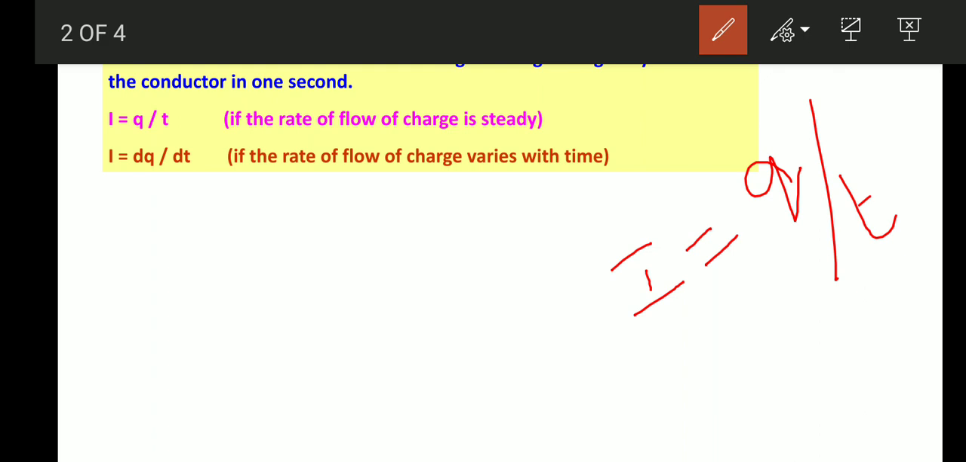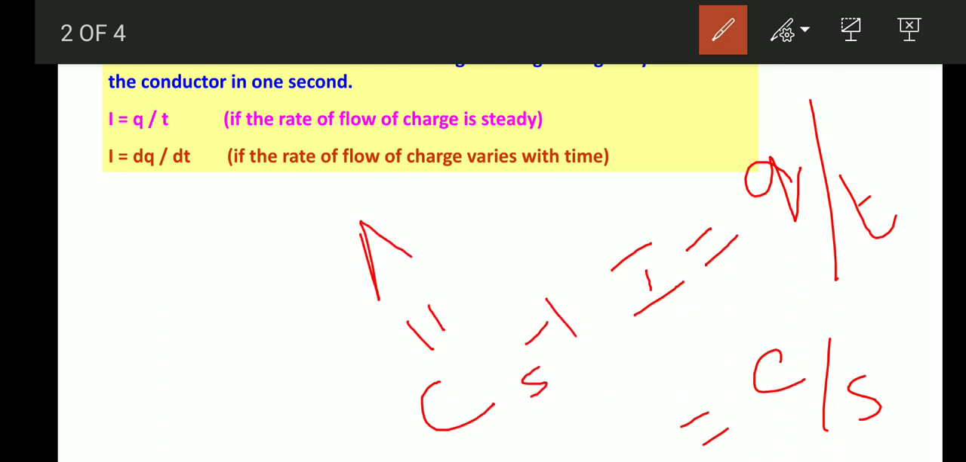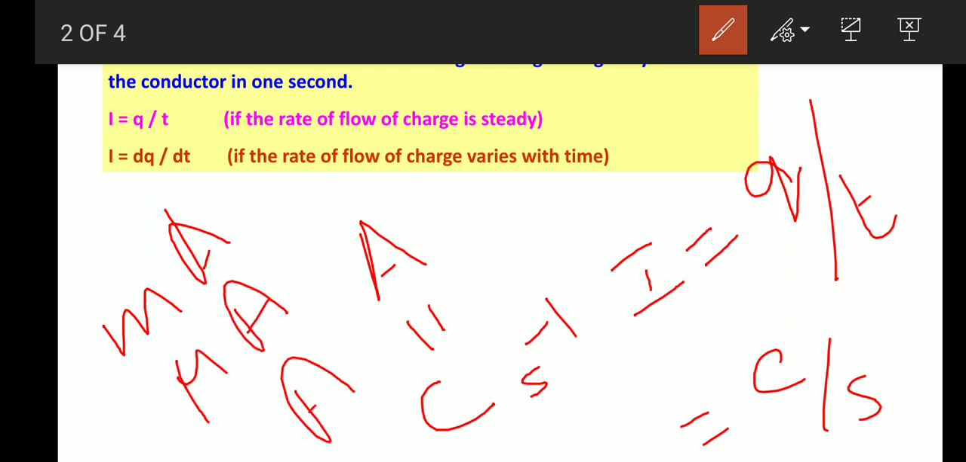In another way it can be written: what is the SI unit for charge? Coulomb, and time is second. So it is coulomb second inverse, which is equal to ampere. So usually the current is measured in terms of milliampere, microampere and ampere. This is the conventional unit used to measure the current.